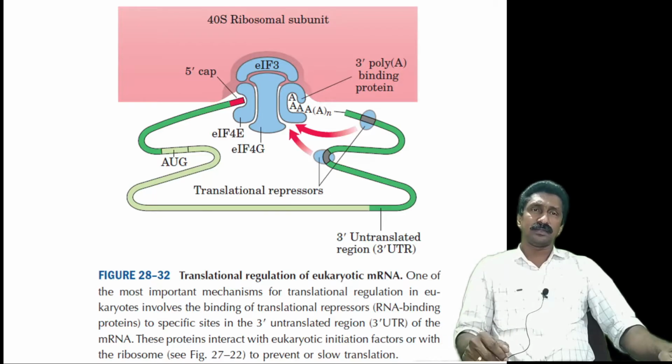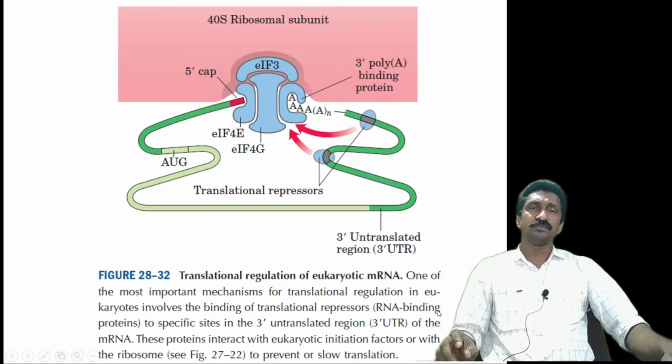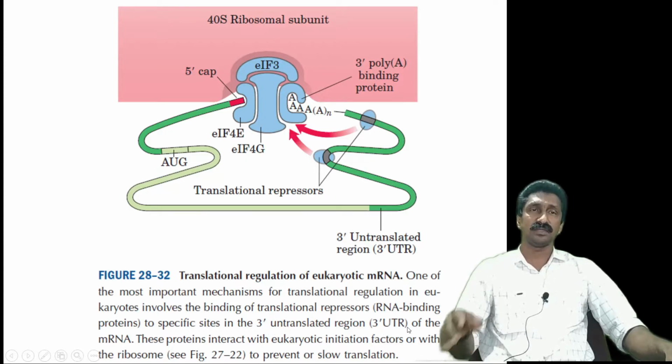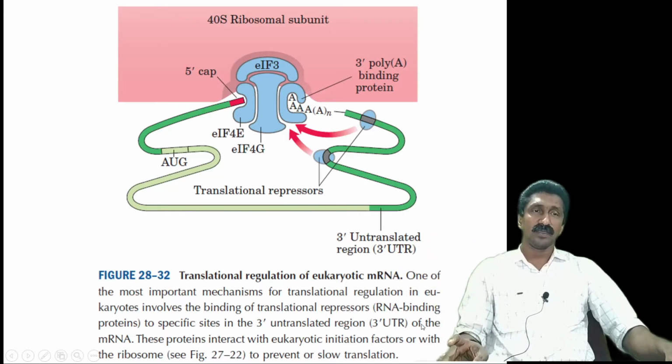So this is another representation in which the translational regulation of eukaryotic mRNA is shown. Here, one of the most important mechanisms for translational regulation in eukaryotes involves the binding of translational repressors, that is RNA binding proteins, to specific sites in the 3' untranslated regions. We already discussed it in the previous slide. So translation regulation by binding of some specific proteins to the 3' untranslated regions or UTRs of the mRNA. Here you can see this is the translational repressor molecule which binds to the 3' end. This is the 5' cap.